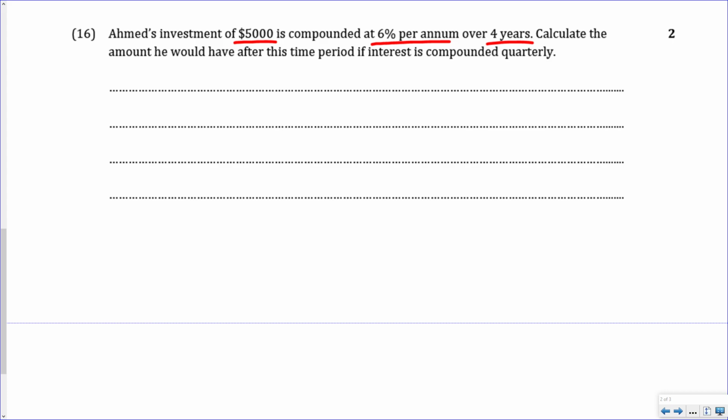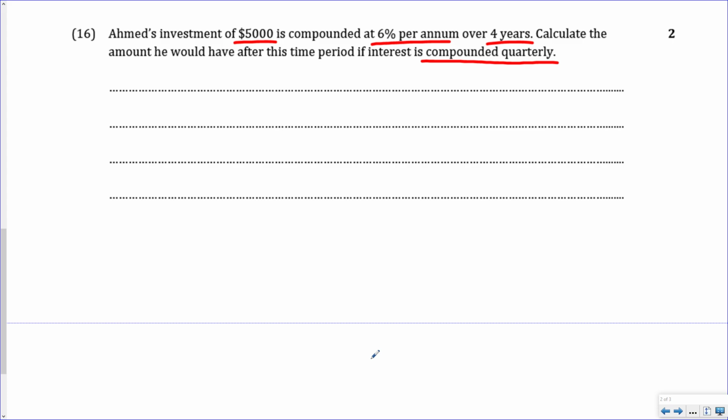And the 2 most important words in this question are compounded quarterly. Quarterly meaning 4 times a year. As we know, anything with quarters is 4. Okay? So what we're saying is, 12 divided by 4 is 3 months. That means every 3 months it is compounding. That means we also need to change our rate and our N in this question.